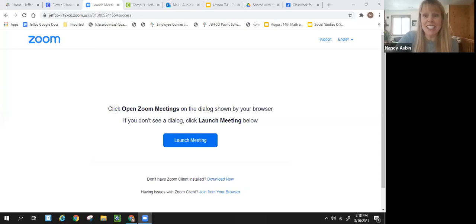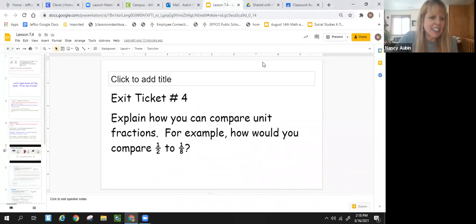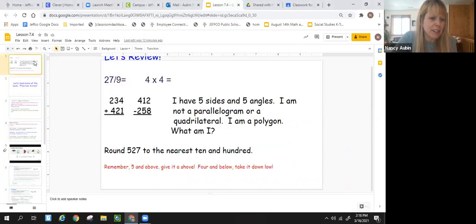We are going to start comparing fractions today. So let's look at our learning target. We'll go up to our learning target in a minute. I forgot, we're going to review.